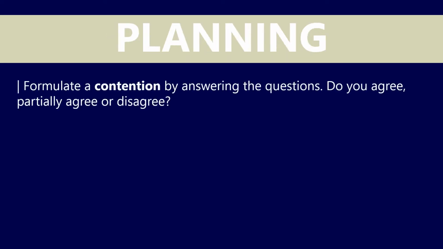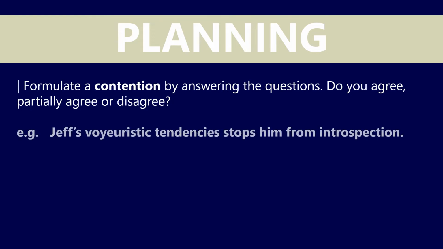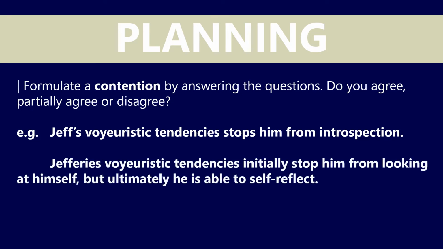With planning, as I said before, it's really important that you formulate a contention by answering the question: whether you agree, you partially agree, or you disagree, or to what extent, as sometimes I will ask you. In this case, a contention could be that yes, you agree that Jeff's voyeuristic tendencies do stop him from introspection, from self-reflecting on his own values and views.